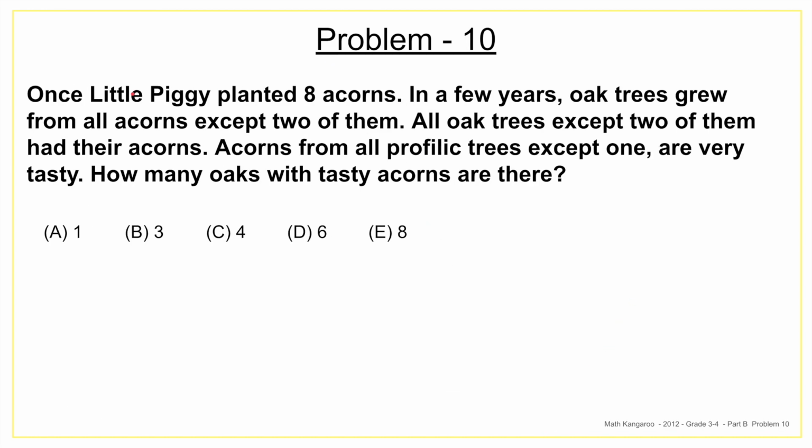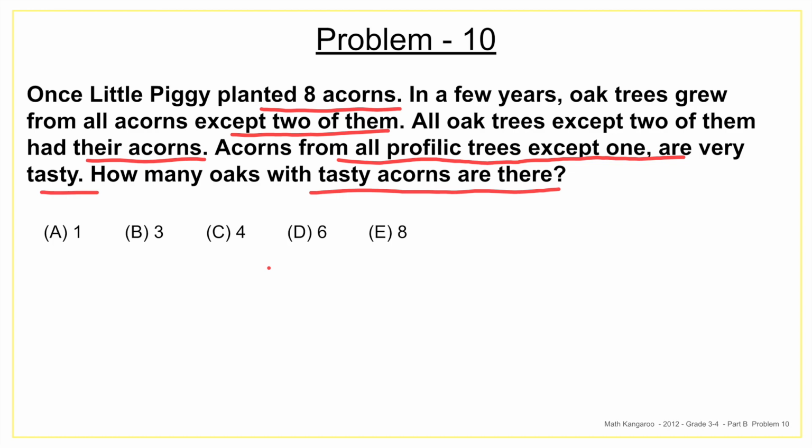Problem 10. One little piggy planted 8 acorns. In a few years, oak trees grew from all acorns except 2 of them. All oak trees except 2 of them had their acorns. Acorns from all prolific trees except 1 are very tasty. How many oaks with tasty acorns are there? These are our options.